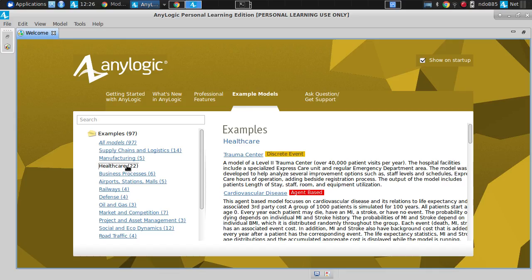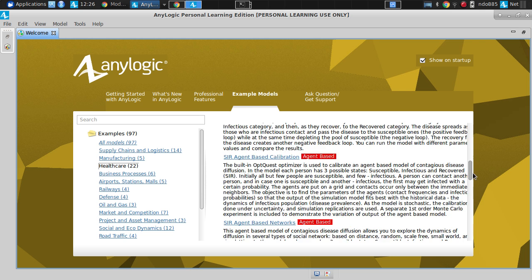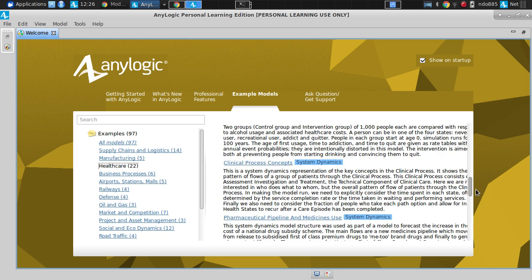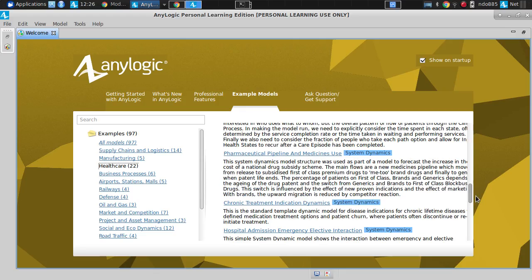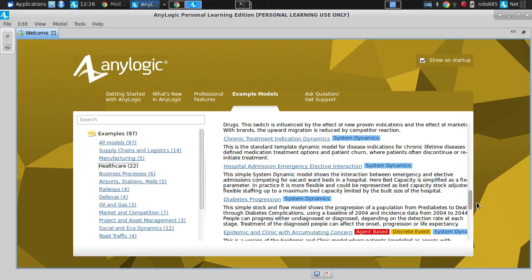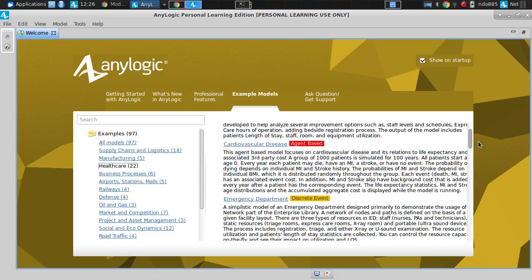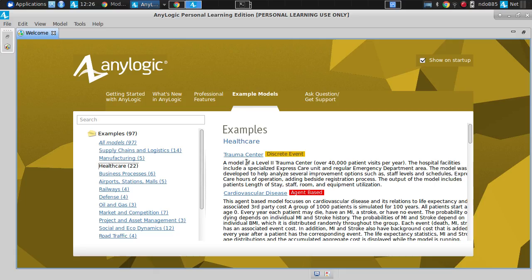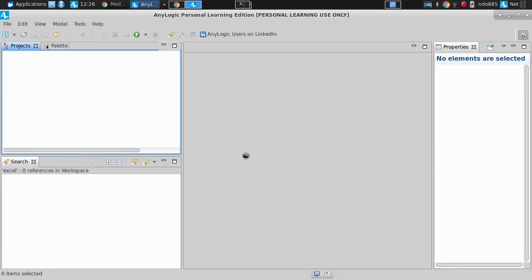On the left-hand side? Okay? If you click at healthcare, there should be examples that appear over here. And there's some interesting ones here. Needle sharing and alcohol addiction and use, chronic treatment, pharmaceutical pipeline, hospital admissions, diabetes progression, etc. I'd like you to go to the first one, though, trauma center. Okay? This, ladies and gentlemen, is going to depict the third major sort of modeling.